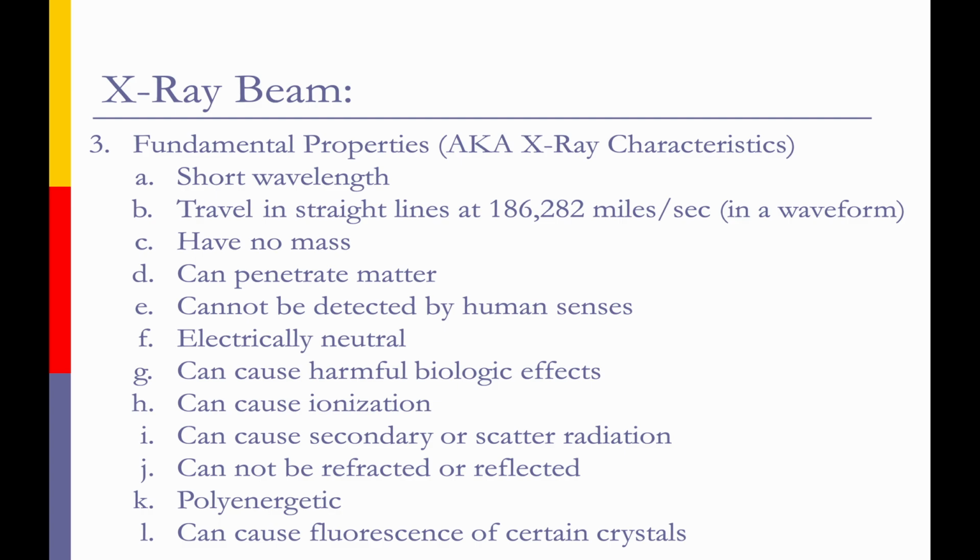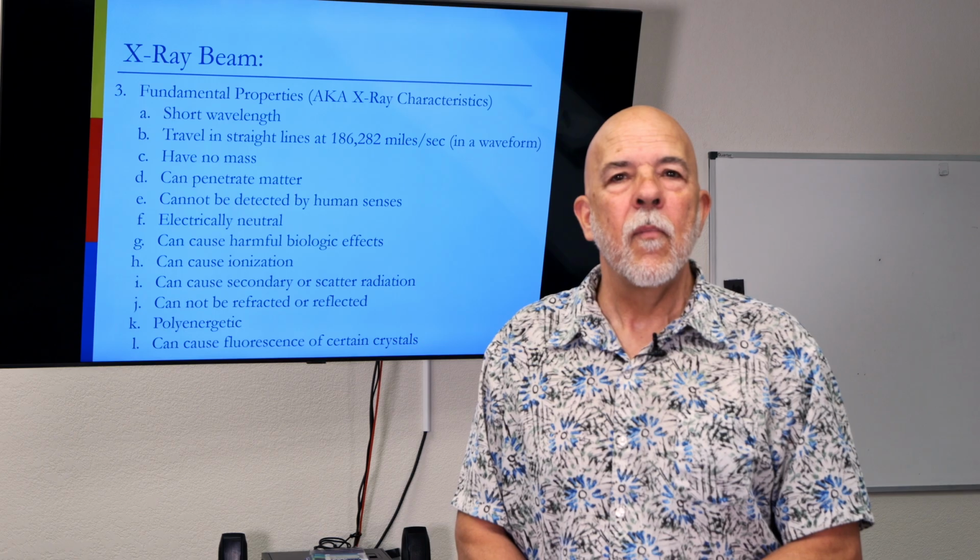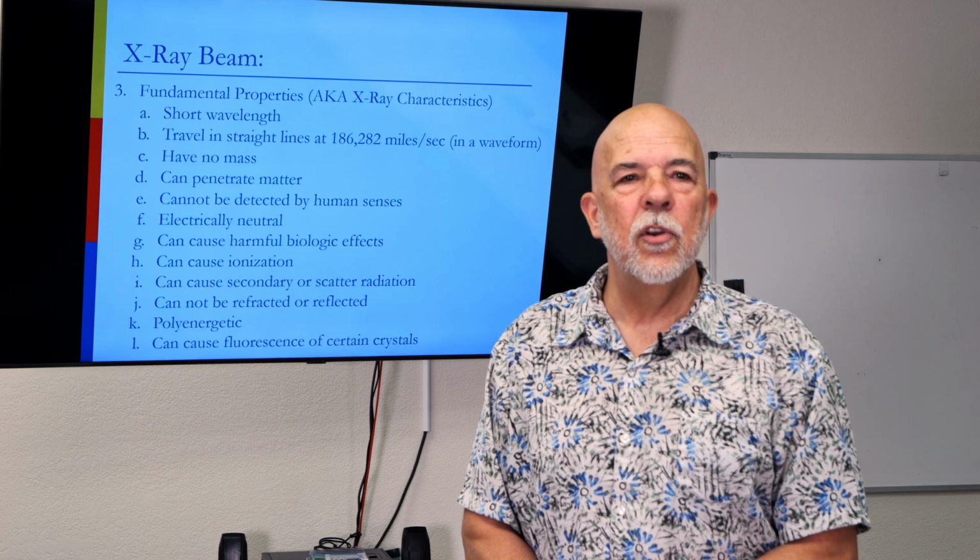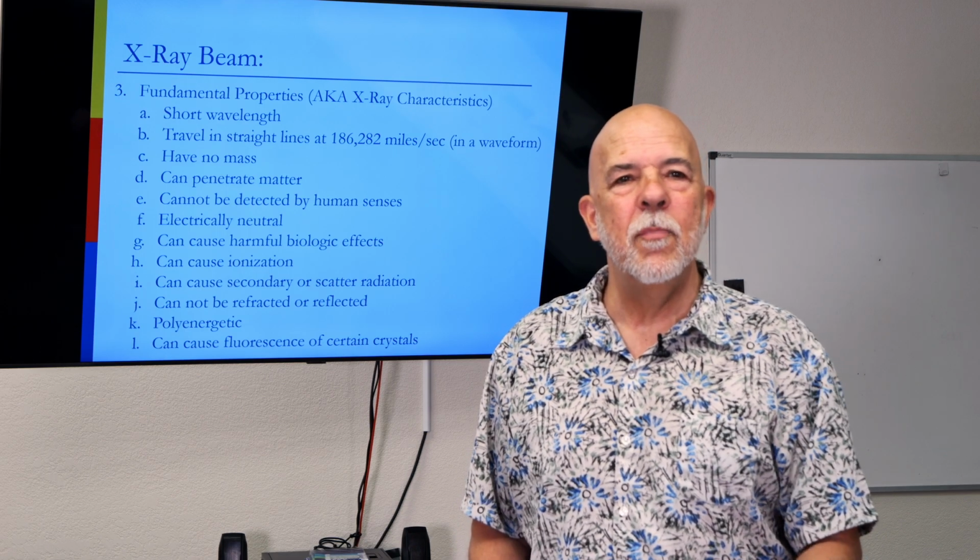They are polyenergetic, which is a lot of different energies in that primary beam. And they also can cause fluorescence of certain crystals. Back when we were using film, that was how we exposed the film. And that is our section on the X-ray beam parts A, B, and D.